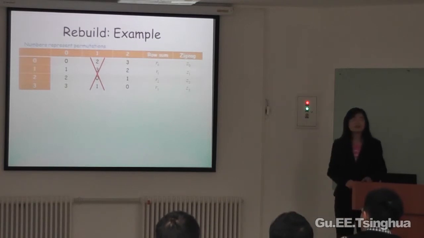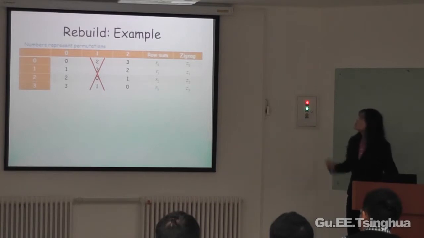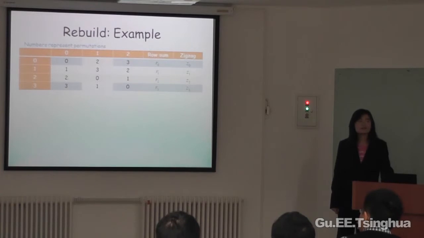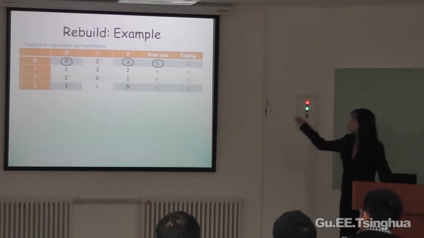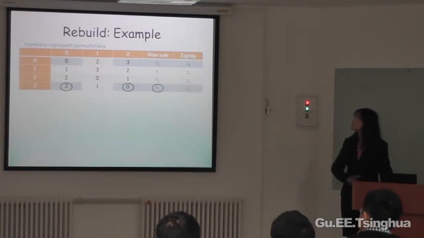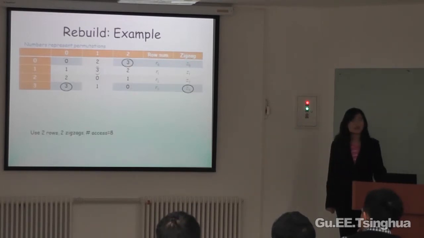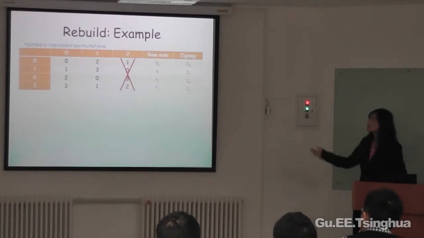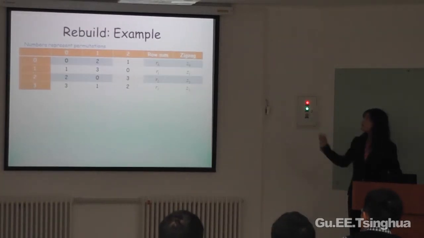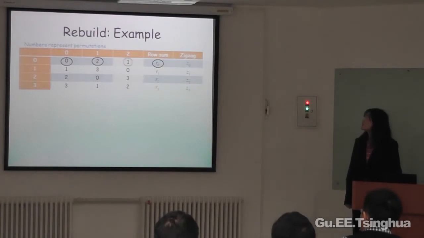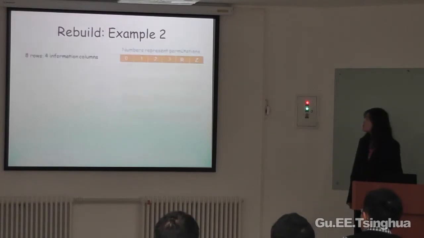So now let's look at the code that we have constructed and check what is the rebuilding ratio. Suppose that I lose column 1. What you can do is access those highlighted elements. From R0, you can get 2. From R3, you can get 1. From Z0, you can get 0. And from Z3, you can get 3. Okay? Similarly, if I lose column 2, I can read these elements. And then, again, using 2 rows and 2 zigzags, I can recover the entire column.